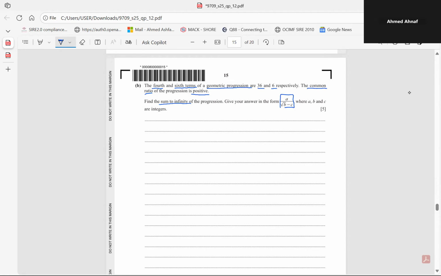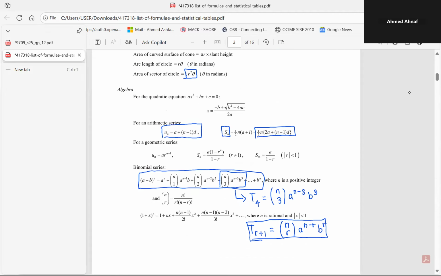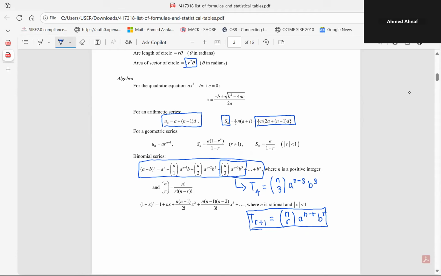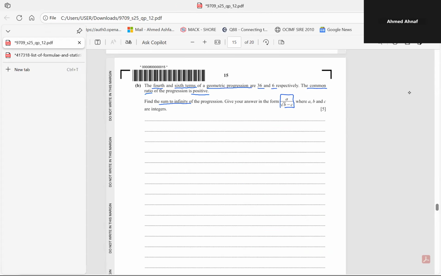Okay, so let's take a look at our formula sheet again. So here we have formulas for a geometric series. So we're going to take a look at this formula, which helps us to find the nth term. So as you can see, it is un equals a, where a is the first term, times r, where r is the common ratio, to the power of n minus 1. So let's write that down.